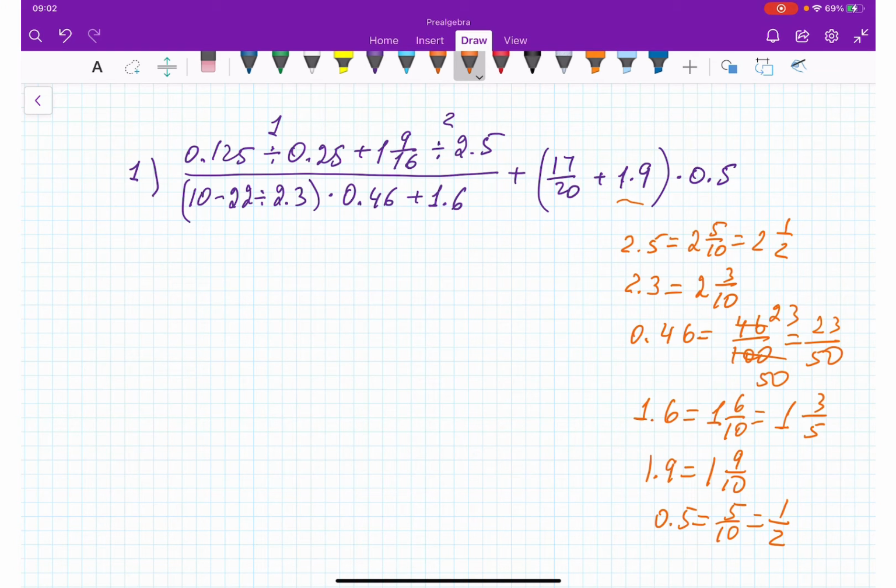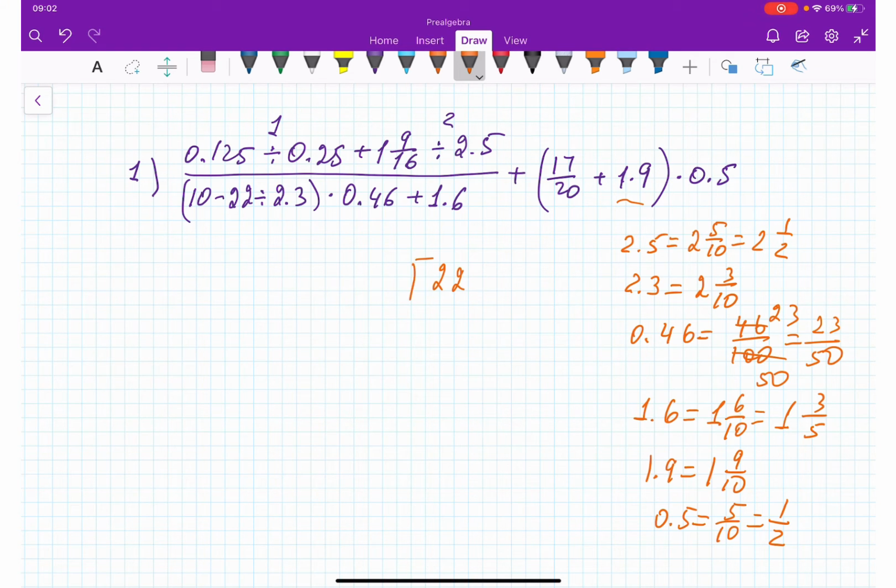Okay, here's something I am curious about. We converted 2.3 here into a fraction, but let me see if I can divide 22 by 2.3. If I can divide without remainder or infinite decimal notations, then the entire denominator I can keep in decimal notation, and then convert the answer of this denominator into a simple fraction. But all depends on this division, 22 divided by 2.3.